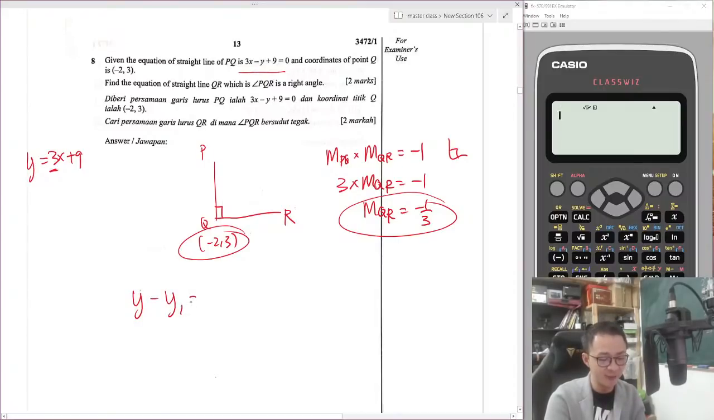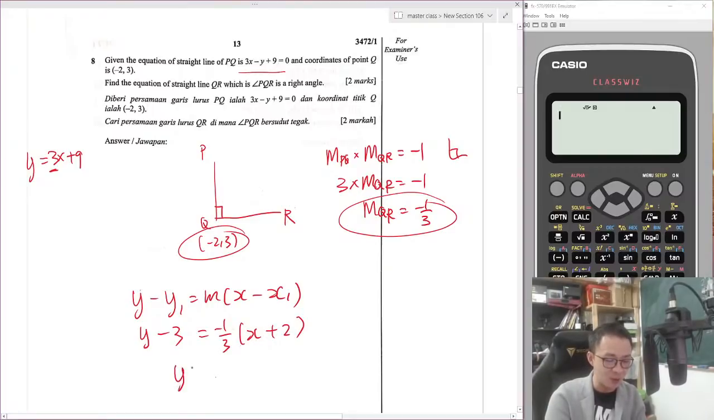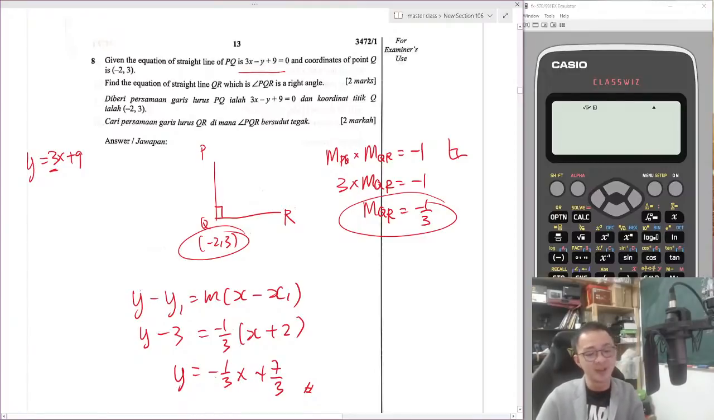I will just use the linear equation formula. I will use this formula. So y minus 3 equals -1 over 3 times x plus 2. Alright, so y equals -1 over 3x minus 2 over 3 plus 3. So you just solve this one. This is 9, so I will get 7 over 3, plus 7 over 3. Done. If you want the equation to look nicer, you just multiply the whole equation by 3, then you will get a nicer equation.